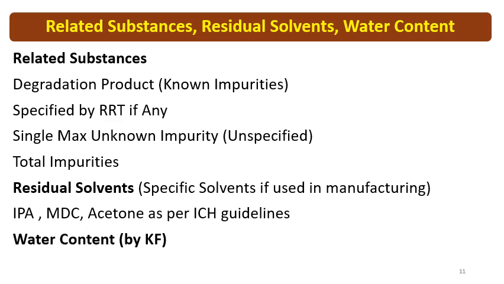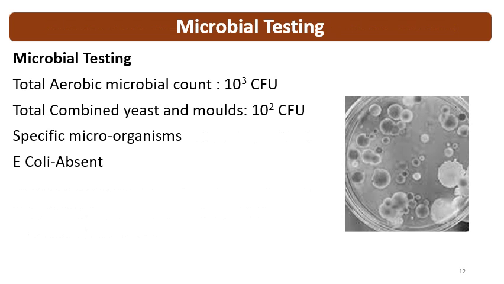Then residual solvents. If any solvent is used in the manufacturing, then the finished formulation should be tested for the residual solvents. And as per the ICH guidelines, the limits are given at the ppm level. Examples of residual solvents are isopropyl alcohol, MDC, and acetone. Another test is water content. It is done by KF.